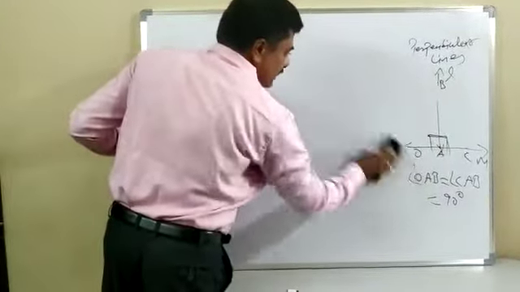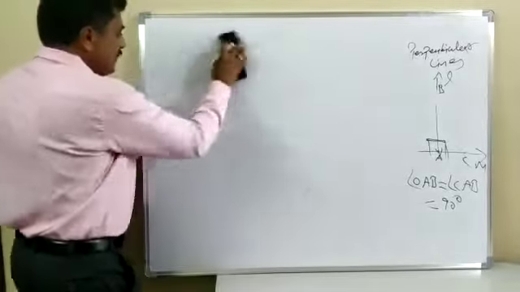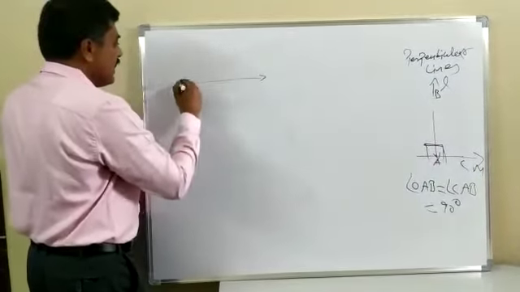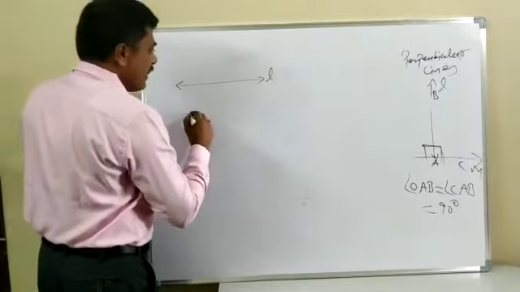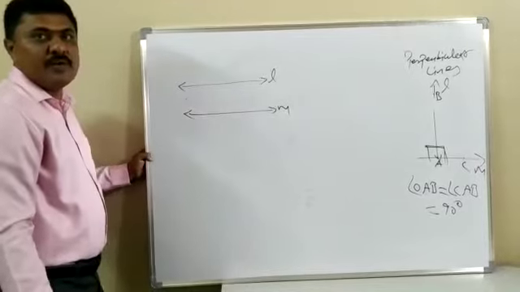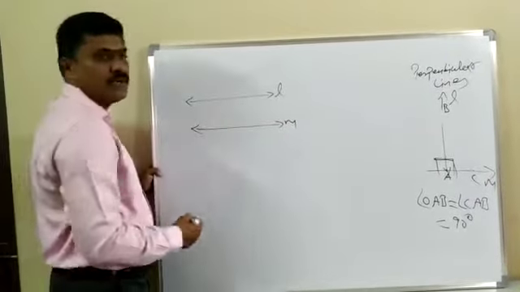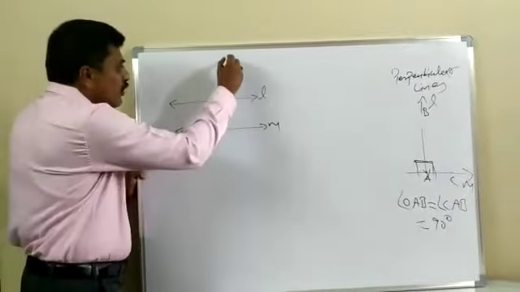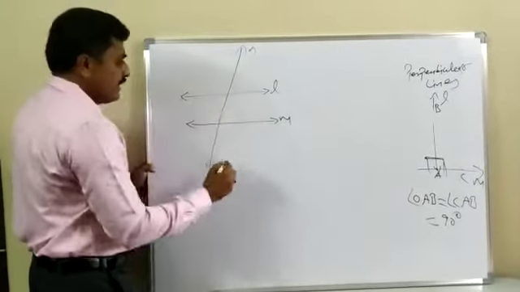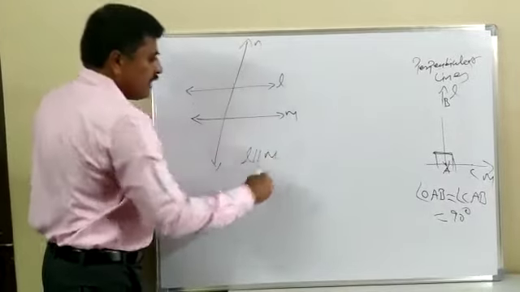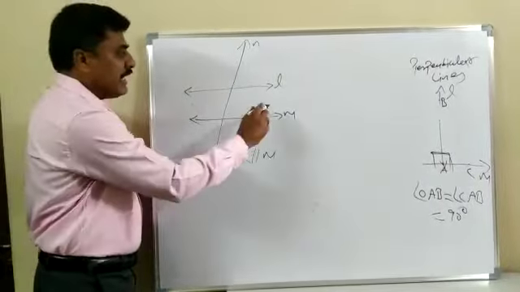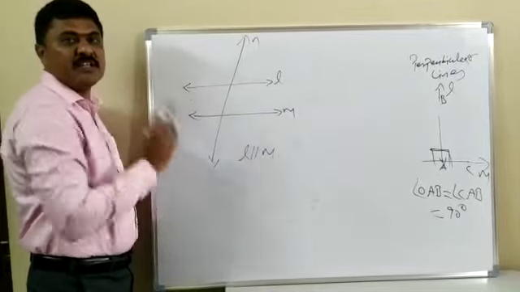For parallel lines, if I draw one more line which is intersecting, see students, these are parallel lines. This is L and this is M. L is parallel to M. If I draw one more line, this is line N. Here L is parallel to M, and N is the other line. Three lines we have: L, M and N. This is the main concept now.